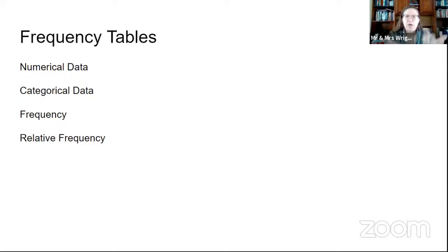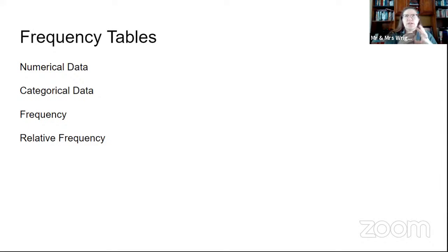Frequency. So frequency is how often something happens. So if I asked people some categorical data, like what is your favorite color? And 10 people said blue, 5 people said red, 12 people thought out of the box and said pink. So frequency would be those numbers, that numerical data of how frequently a certain answer appeared. So how many people said red, how many people said blue. That's the frequency.